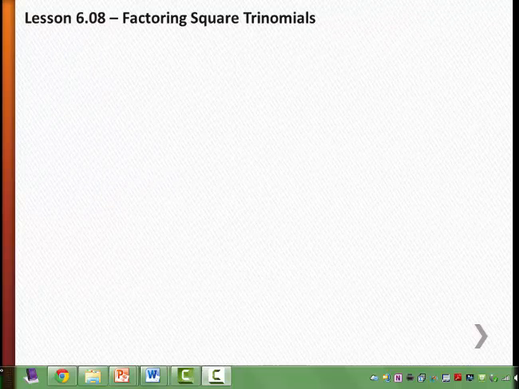Lesson 6.8, Factoring Square Trinomials. These are special trinomials, and these are nice because they don't require us to do all the work we've been doing with big giant X's or factor and sum tables.